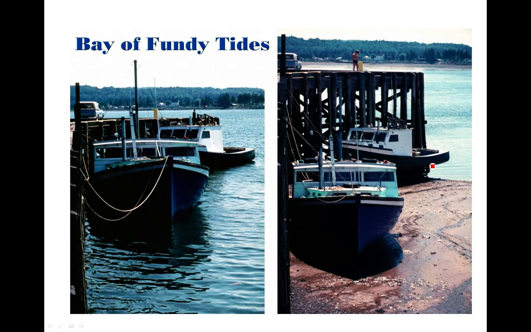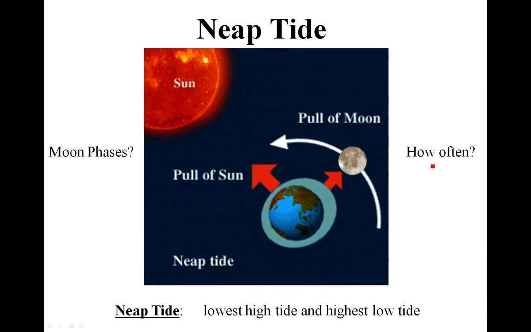The opposite of a spring tide is a neap tide. That's when the sun and the moon are pulling at 90-degree angles. Okay, they're pulling in different directions. So the sun is going to pull some water towards it. The moon is going to pull some water towards it. So it basically evens out throughout the earth. So it's almost like there's no tide at all. So it's the lowest high tide and the highest low tide. It's basically mediocre tides. Okay, the highest high and the lowest, or the lowest high and the highest low.